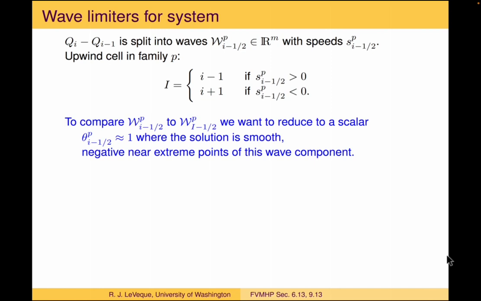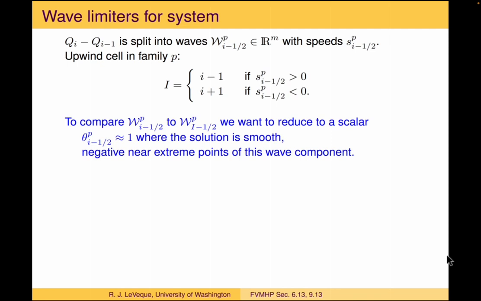So capital I will be the neighboring Riemann problem in the upwind direction for the pth wave. And then we want to compare the wave that we're trying to limit with the wave from that upwind Riemann problem. But now these waves are vectors, and so we need to somehow reduce this comparison to comparing two scalars so that we can define, again, a smoothness indicator theta that should, as in the scalar case or the linear system case, apply a limiter that has phi of theta equal to 1 for theta equal to 1, so that it compares with the second order methods well there. And so this scalar should be close to 1 where the solution is smooth.